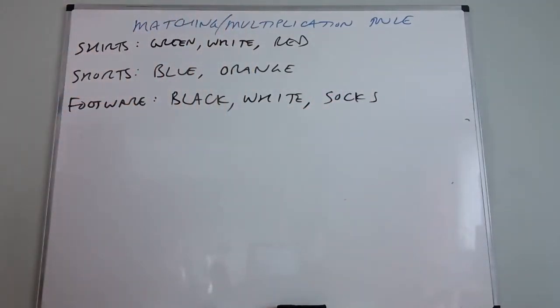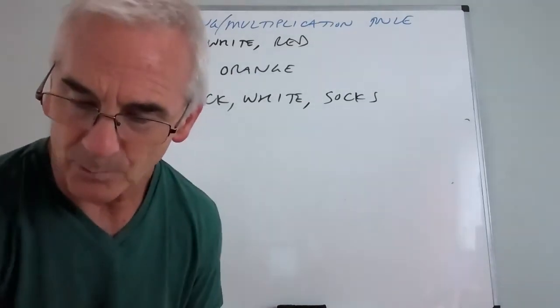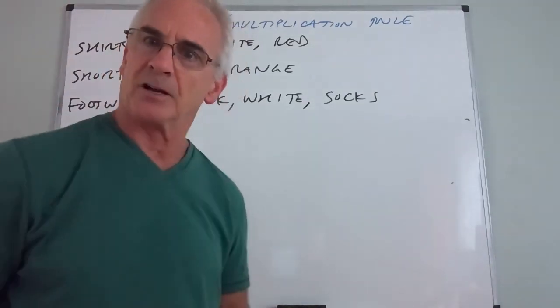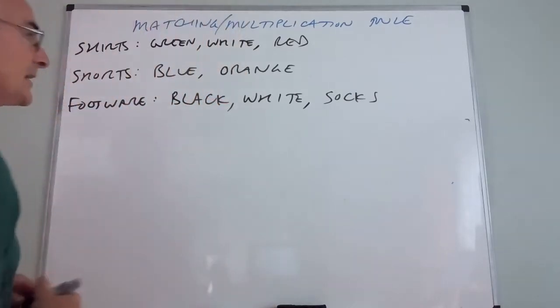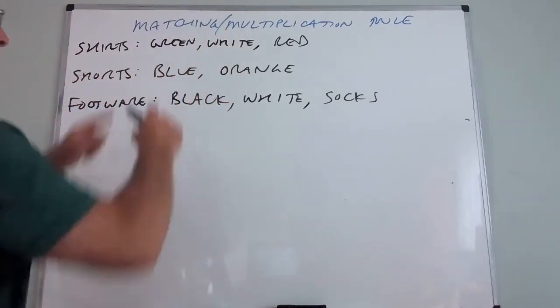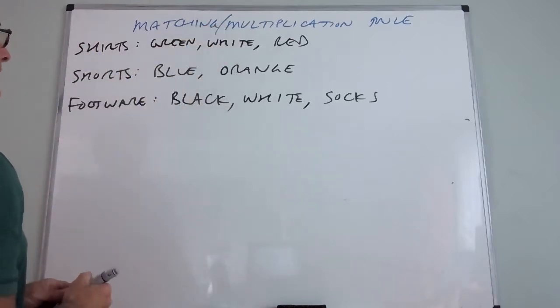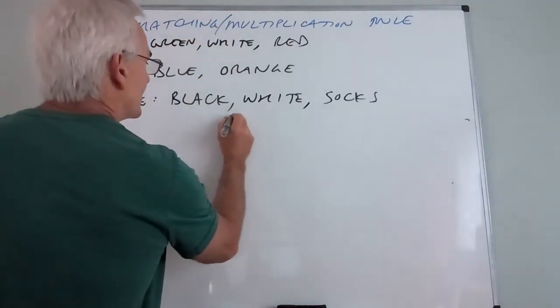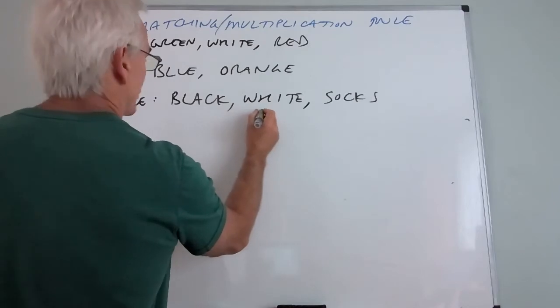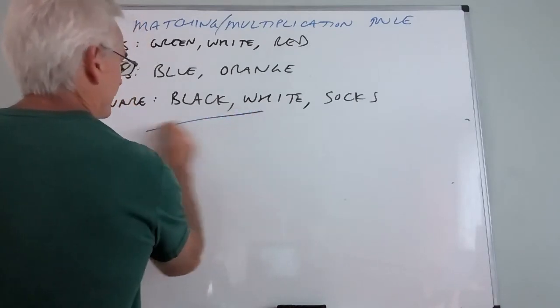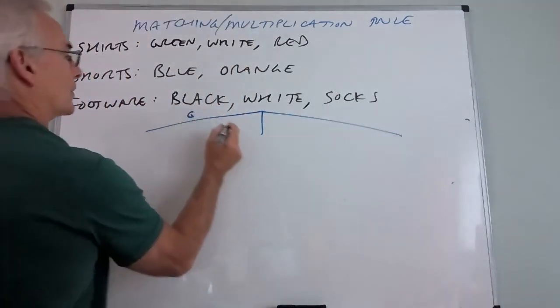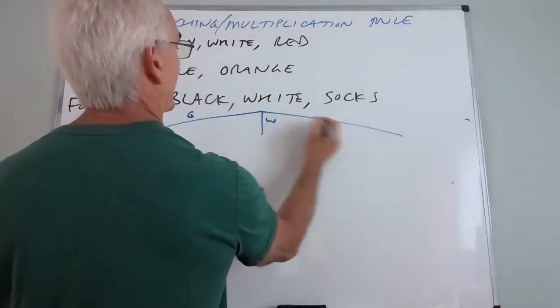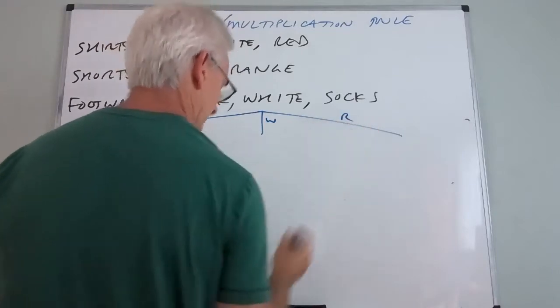Okay. So here's the question. When Mr. Brown gets up in the morning, how many choices does he have to get dressed? Well, we're going to do what's called a tree. And I'm going to list all of the conceivable outcomes. I'll just use first letters. So first thing is I have the shirts that I have to choose from. So this would be green, white, red.